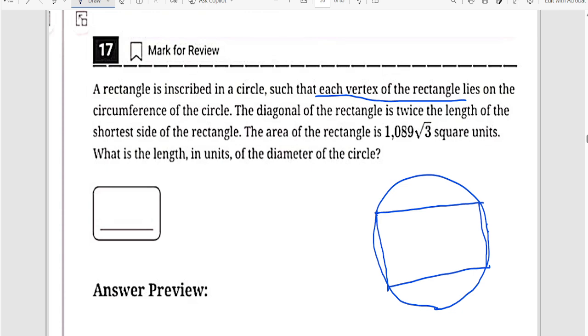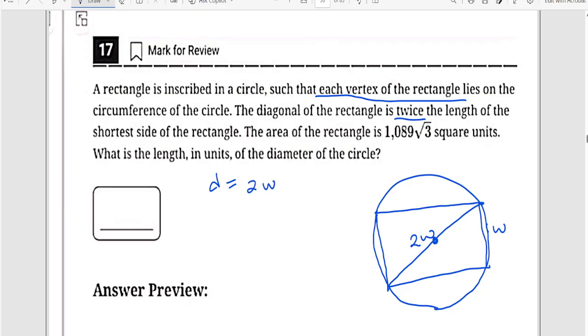Now the diagonal of the rectangle is twice the length of the shortest side of the rectangle. This is the diagonal, and this is the center, suppose. Suppose the shortest side is w. This is the shortest side of the rectangle, which is w. So the diagonal will become 2w, right? Because it is twice the shortest side.